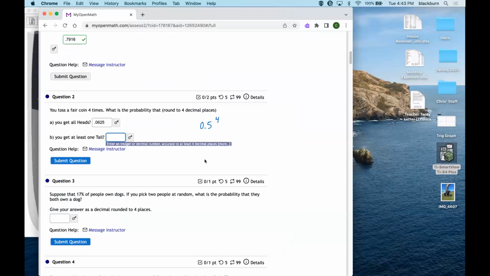And then at least one tail, if you think about it, that's the complement of getting all heads, isn't it? At least one tail is going to be 1 minus the probability that you get all heads. So 1 minus 0.0625 is 0.9375, I think.